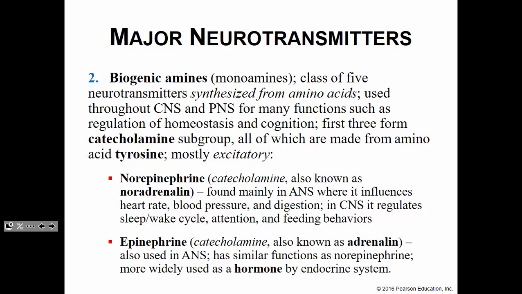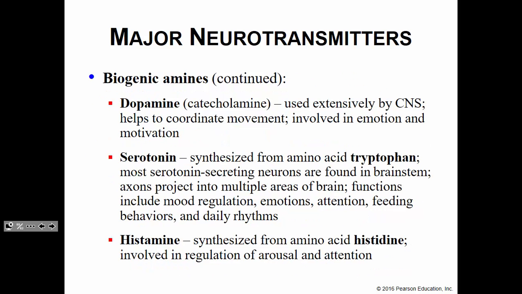The second one in this group is epinephrine. We also call it adrenaline. And this is again used in the autonomic nervous system. It functions similarly to norepinephrine. This is also a hormone that is widely used in the endocrine system. The third one in this group is dopamine. And this is used extensively in your central nervous system to coordinate movement. It's involved with your emotion and motivation.